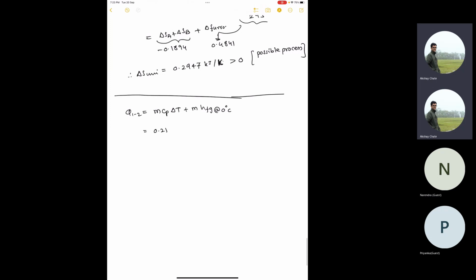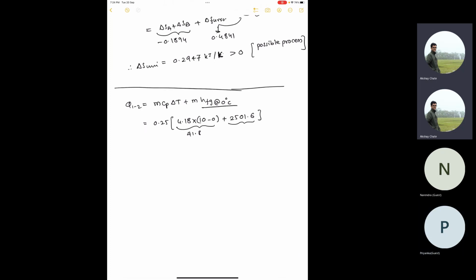So m is common, 0.25. Cp of water is 4.18 kilojoule. It is 10 degrees Celsius difference, so 10 minus 0, plus the hfg of water at 0 degrees Celsius, which will be hg minus hf. Can you tell me that value? 2501.6 kilojoule per kg. See this term, m Cp delta T, it is 41.8. This is 2501. So basically they are neglecting this term, but you should not do that.